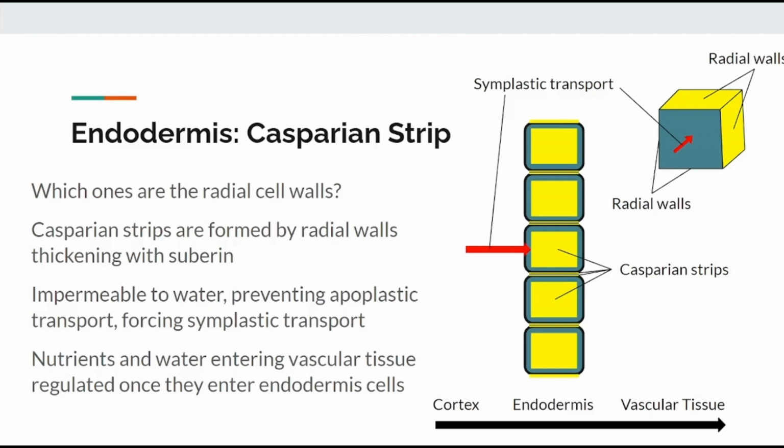The radial walls of endodermis cells are thickened with suberin, forming Casparian strips on these walls. Casparian strips form impermeable, waterproof walls that prevent apoplastic transport, or transport in between cell walls, from occurring, making symplastic transport the only option. When the absorbed water and nutrients travel through the endodermis cells themselves, the types of minerals and the amount of water entering the vascular tissue can be regulated.